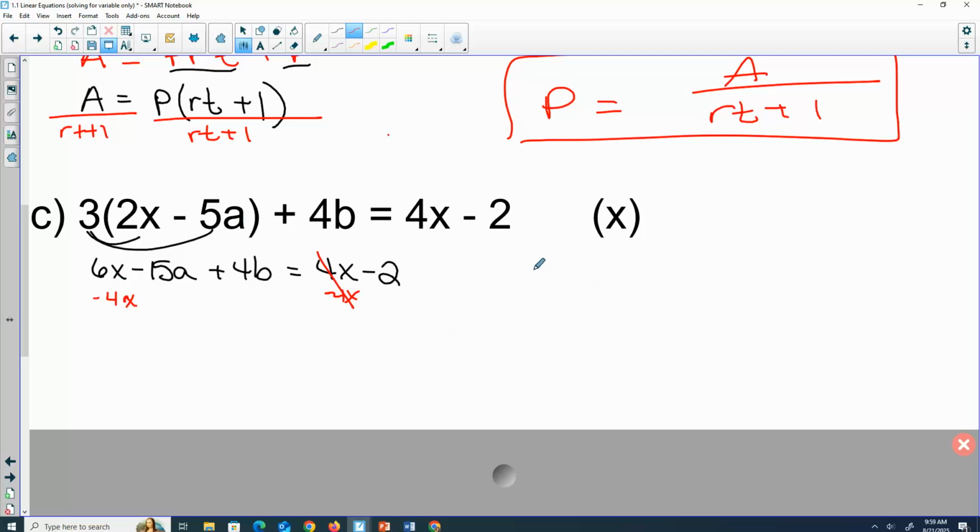So that would give me 2x minus 15a plus 4b equals -2. Trying to get x by itself, so what should I do with this other junk? Yeah, add the 15a, subtract the 4b.